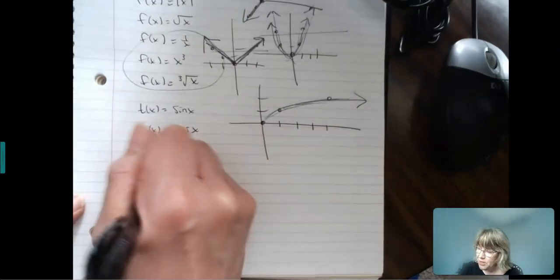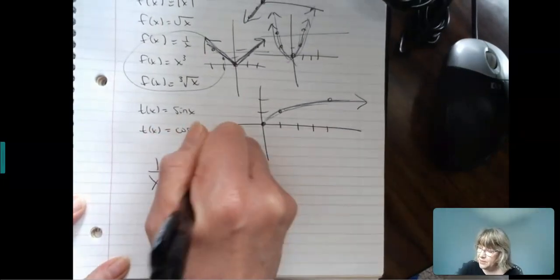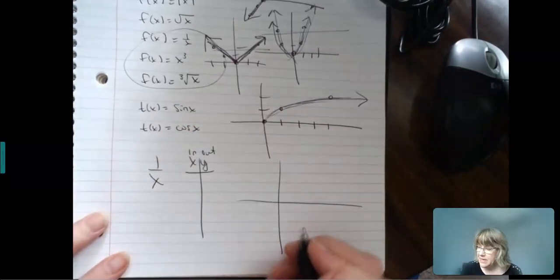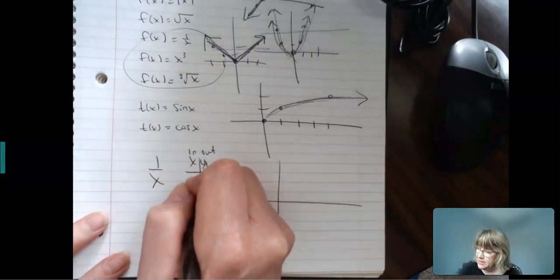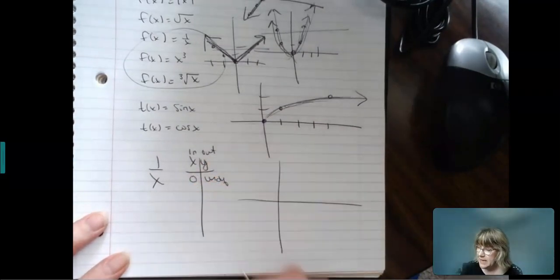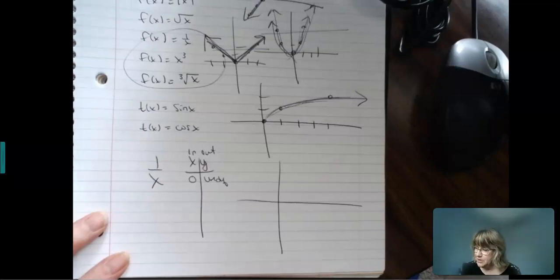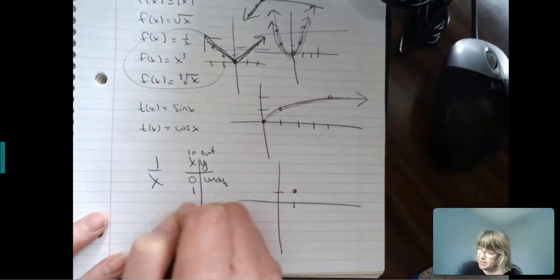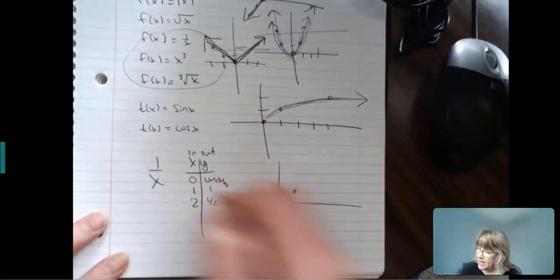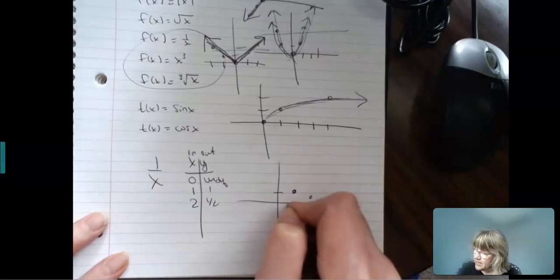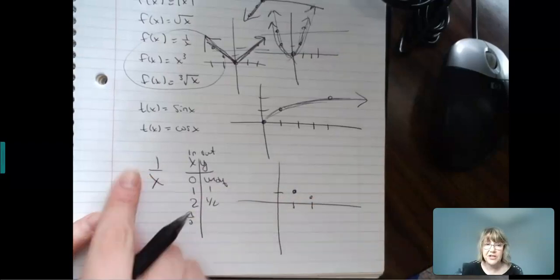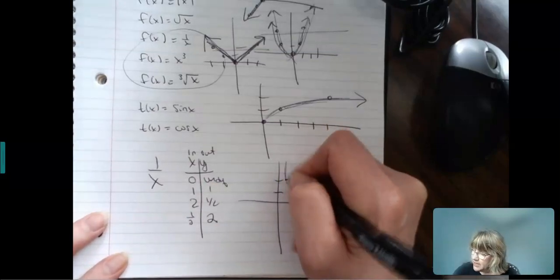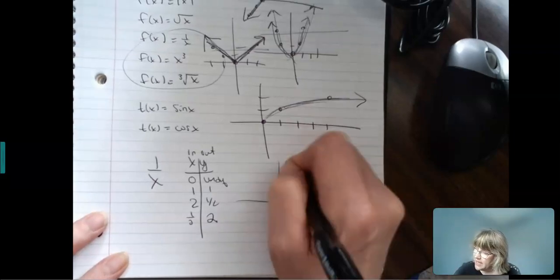So with 1 over x, again, if you want to make an input-output table, to make you feel good about what you're doing, that's not a bad idea. If you sub in 0, it's undefined. So that's going to be an asymptote; we'll deal with that in a second. If you sub in 1, 1 divided by 1 is 1. If you sub in 2, you get a half. If you sub in a half, this guy's the reciprocal function, it's going to flip it. It's going to reciprocate it, so that's going to go up to 2. So you can kind of get a feel that that guy is going to go there.